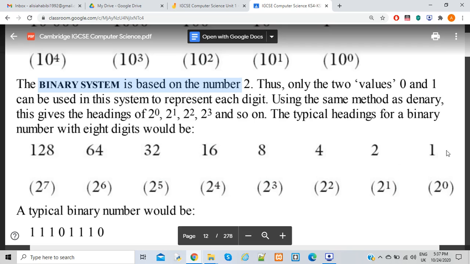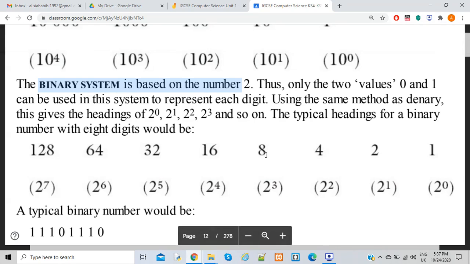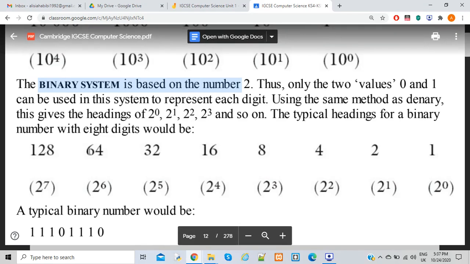So 2 to the power of 0 is equivalent to 1, 2 to the power of 1 is 2, 2 to the power of 2 is 4, 2 to the power of 3 is 8, 2 to the power of 4 is 16, 2 to the power of 5 is 32, 2 to the power of 6 is 64, and 2 to the power of 7 is 128. So this is pretty much where the binary system ends. You notice that it stops at 7.